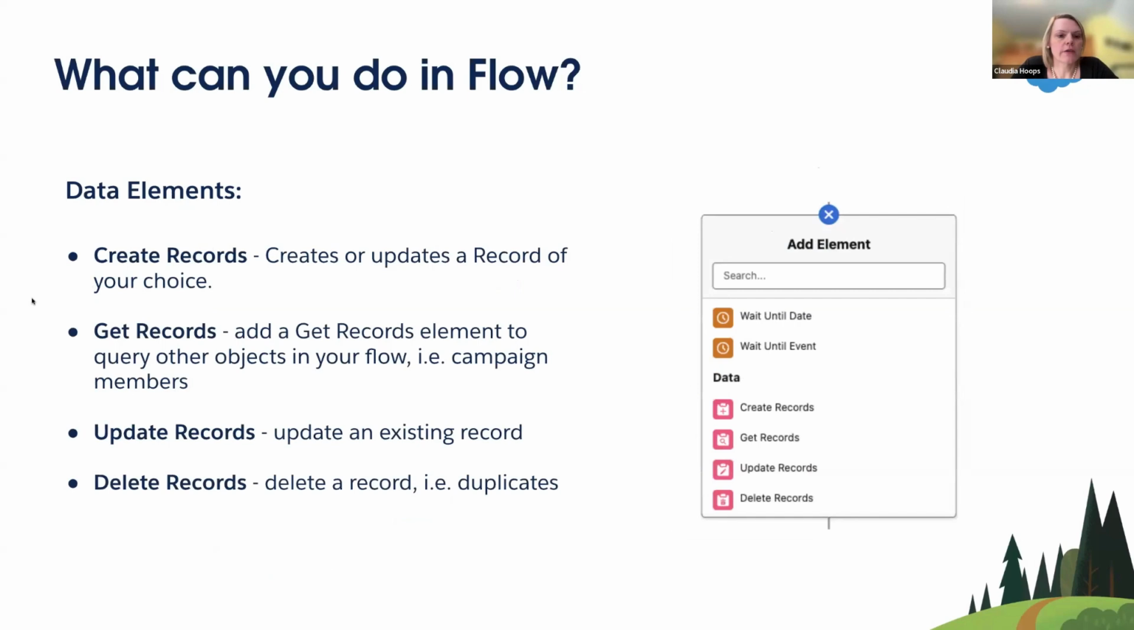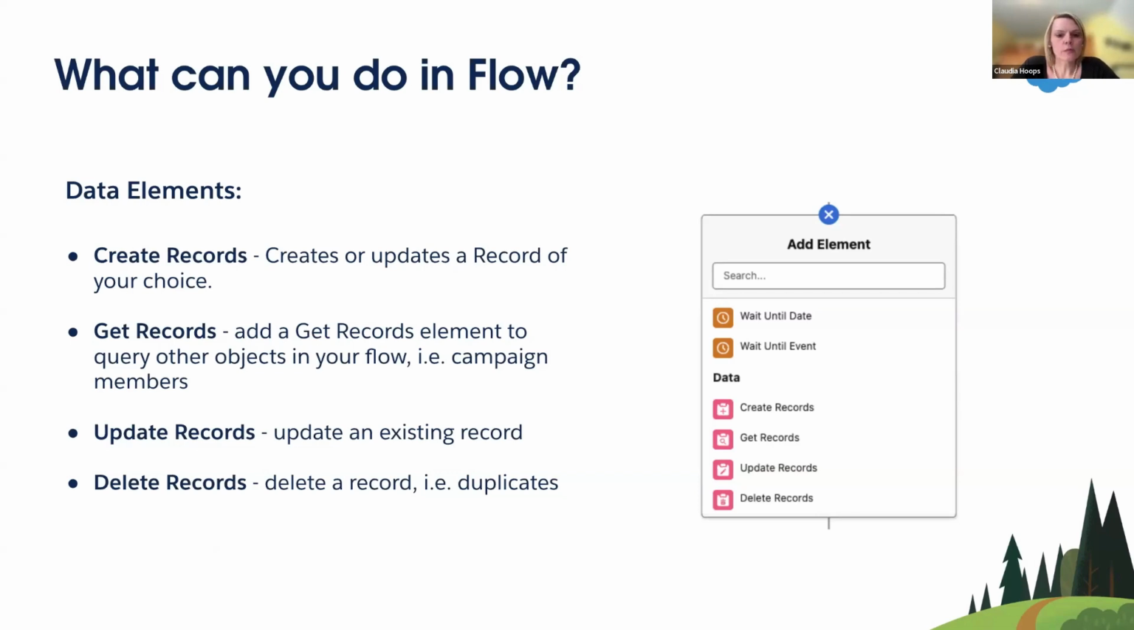Then we can also have the data elements. So here we can create records. The first one creates or updates a record of your choice. That's actually quite good. When you set that up, you can say at the same time to check for flow if a record of that, for example, same email address already exists. So it rather updates the existing record than creating a new record.